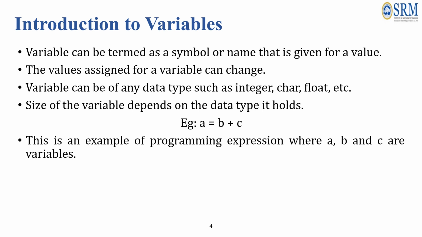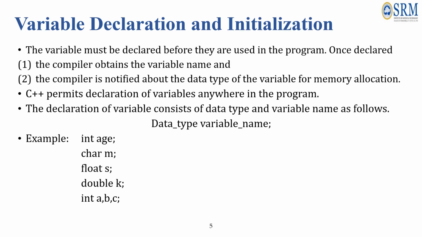That is nothing but the variables. The values assigned to a variable can change over time. It is not a constant value. Variables can be of any data type. It can be an integer, a float, a character, a string, or a double, anything. The size of the variable also depends on the data type it holds. In this example, an algebraic expression is given: a equal to b plus c, where a, b, c are termed as variables.